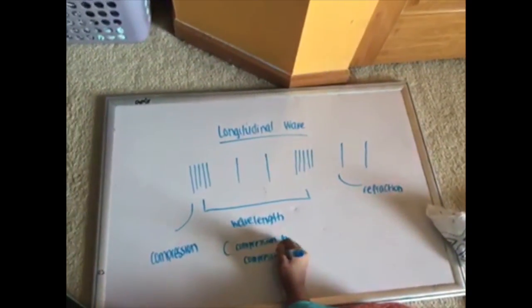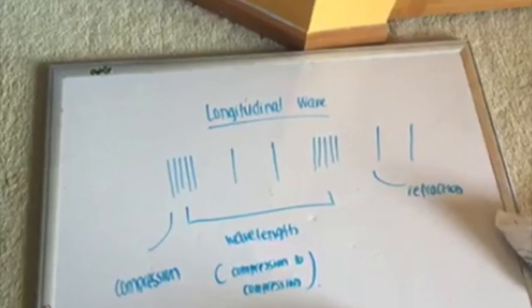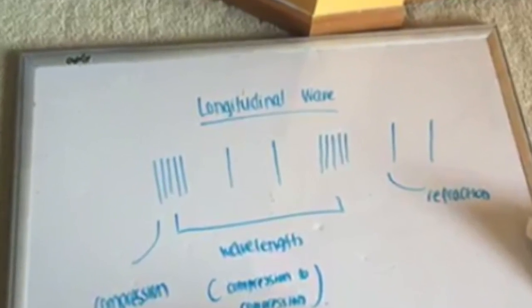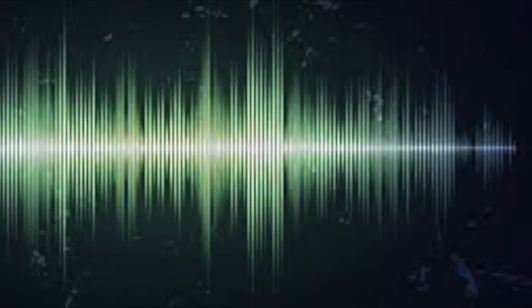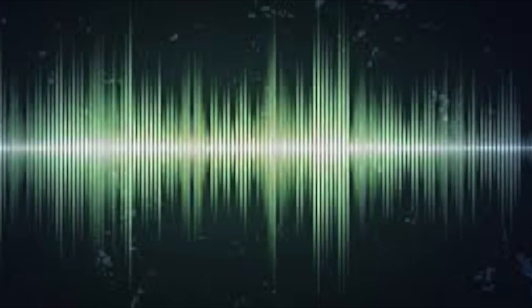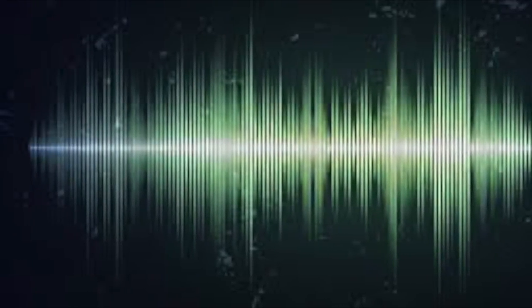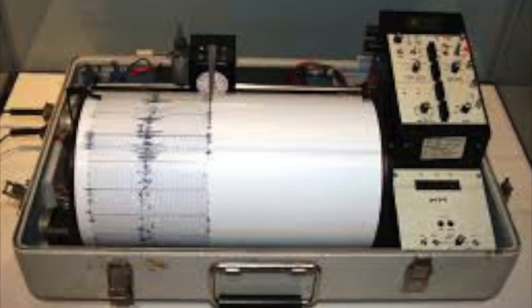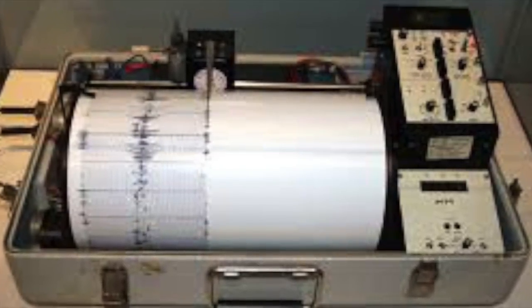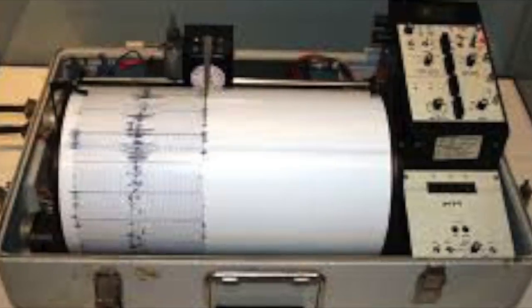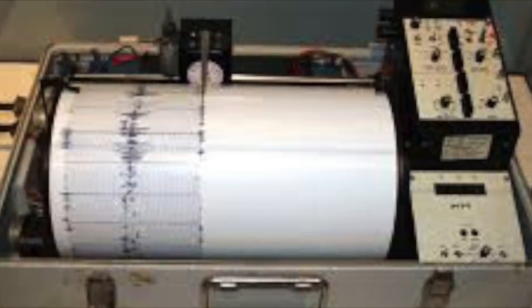As seen in this example, the particle vibration and direction of the energy is parallel. Some examples of longitudinal waves include sound waves and seismic P waves. P waves travel the most rapidly out of seismic waves and therefore reach seismograph stations first. Seismographs are instruments that measure and record details of earthquakes.